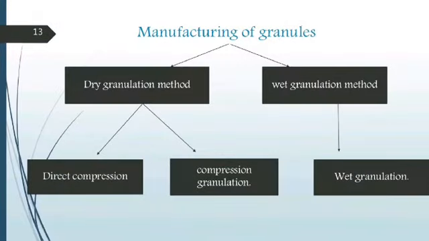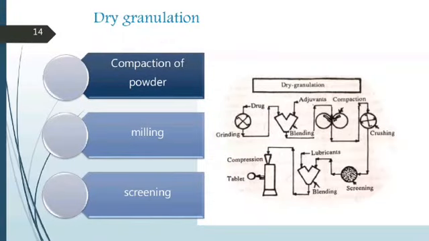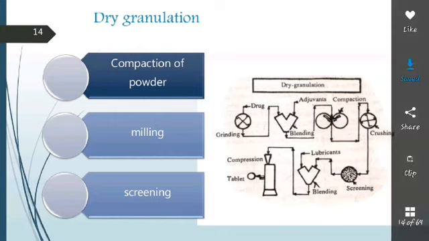Then this is the manufacturing of granules. Conventionally you have two types of granulation techniques, dry granulation and wet granulation, and further direct compression and compression granulation also. Initially we will discuss dry granulation. Dry granulation is the primary granulation method. It has 2-3 steps like compaction of powder, milling and screening. Milling is also called size reduction. Screening is also called sieving.